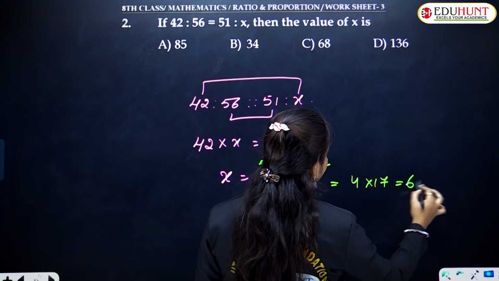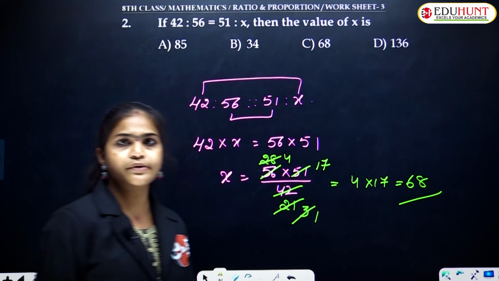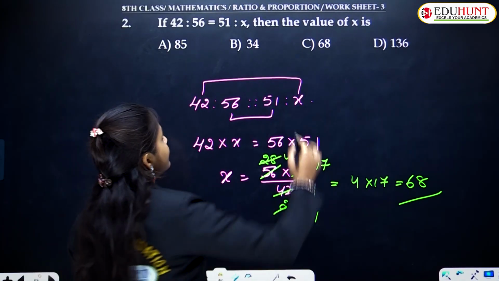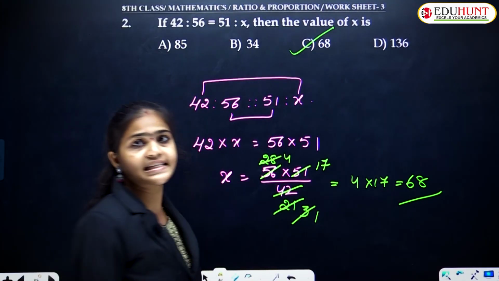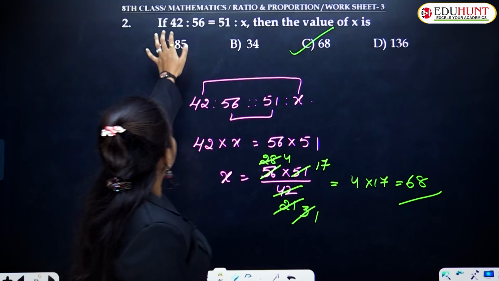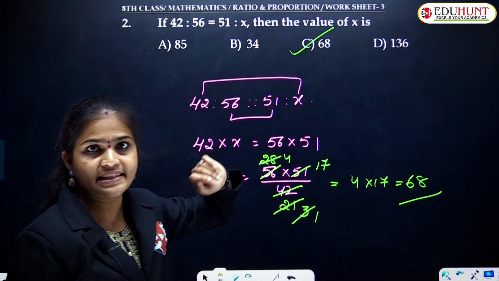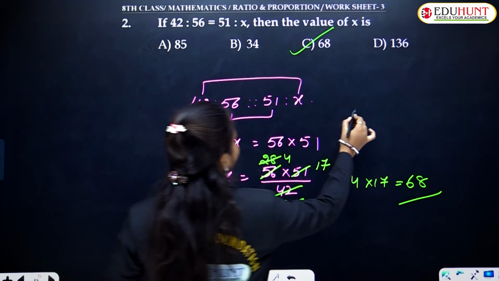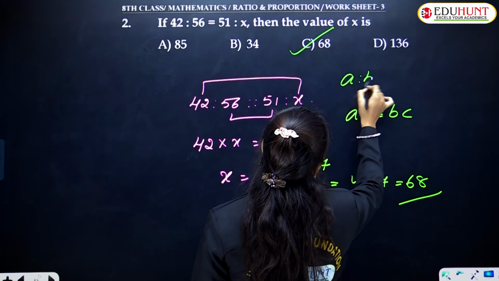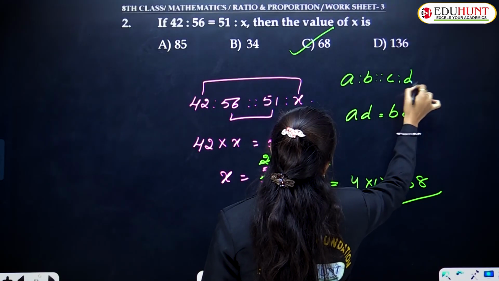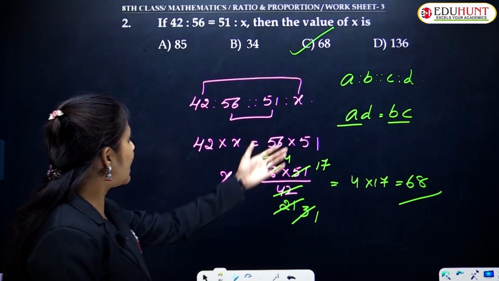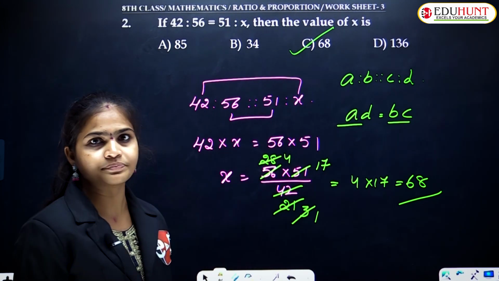So 17 4s here 68. Yes or no? So 4 17s 68. Which option is correct here? Yes, option C is correct, that is 68. Understand? So how to find out this one? A is to B, as C is to D. So here the condition is the product of extremes is equal to product of means. When we can say that if A, B, C, D are in proportion, then here product of extremes is equal to product of means. So directly this formula also you can apply here.